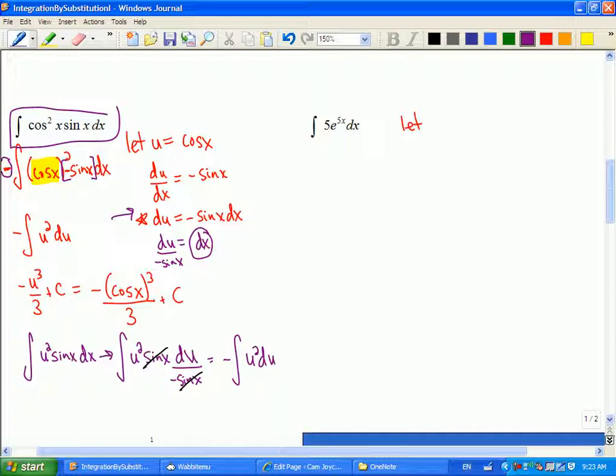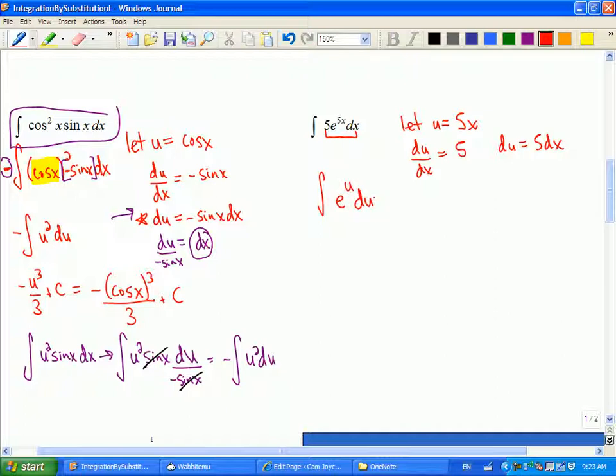Okay, so in this next example here, what substitution would you make? Good. 5x, because the only other function here is a 5. So that's the pair, is 5x. du dx is 5, so du is 5 dx. And again, there it is. So I'm going to have the integral for e to the u du.